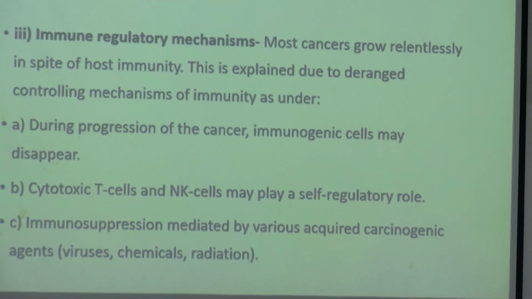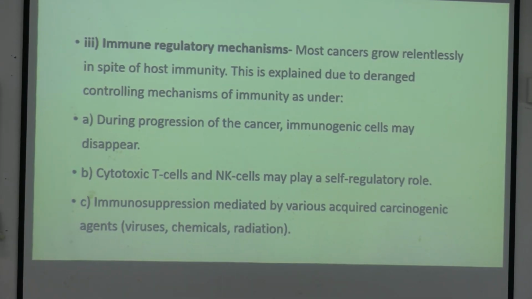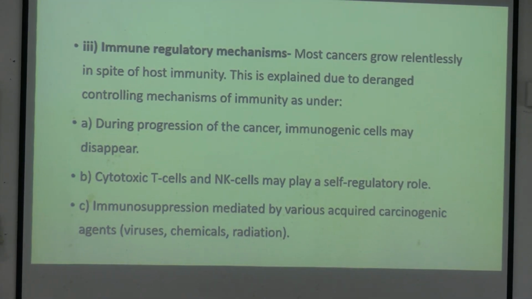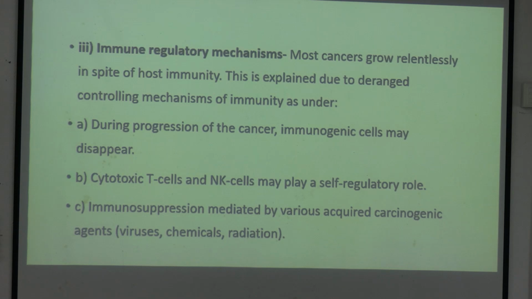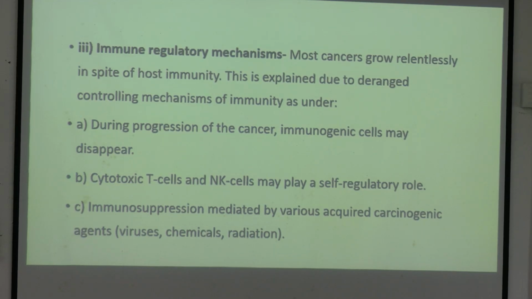Then third is the immune regulatory mechanism. Most cancers grow relentlessly in spite of host immunity. This is explained by delayed controlling mechanisms of immunity, and during progression of cancer, immune cells may disappear. Cytotoxic T cells and NK cells may play a self-regulatory role. Immunization mediated by various acquired carcinogenic agents.